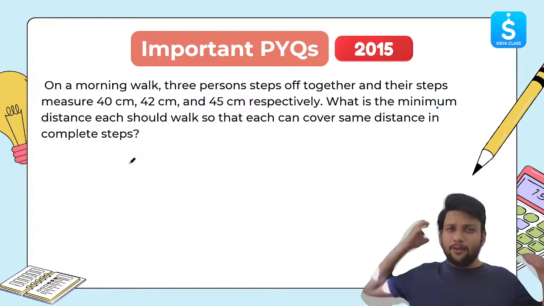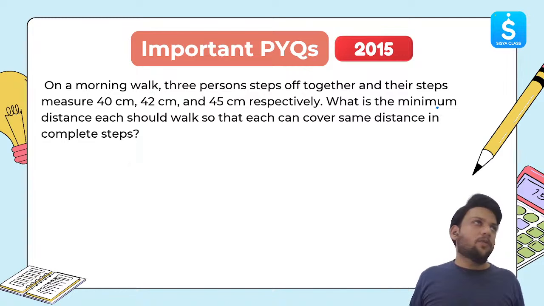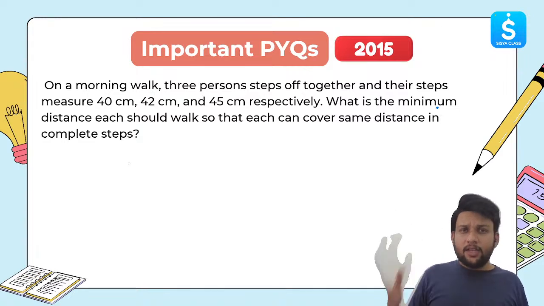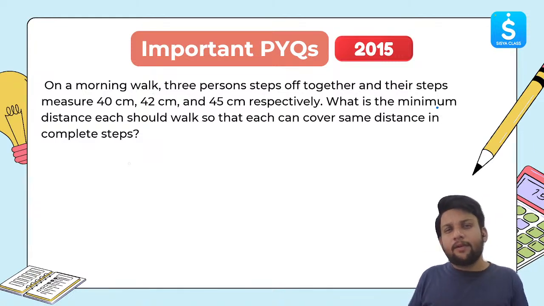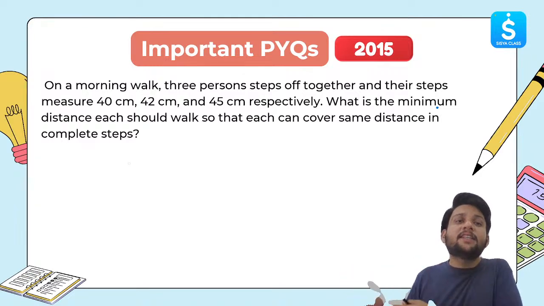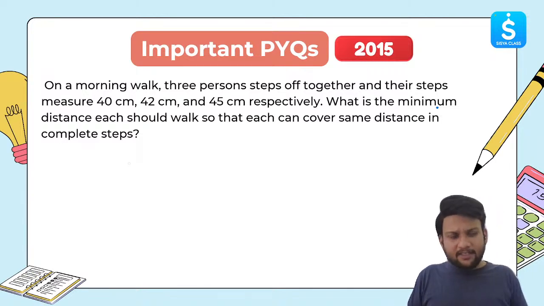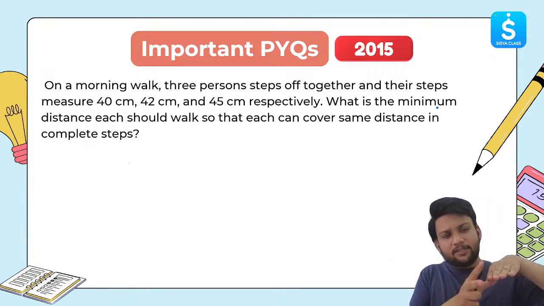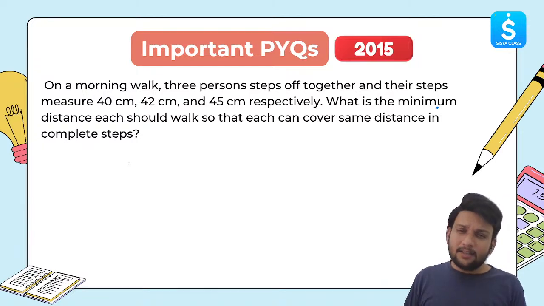Are you able to visualize what the question is saying? When I'm reading this question, on a morning walk, I wake up at 5 a.m. Three persons, me and my two other friends, step off together and their steps measure 40, 42, and 45. Probably 45 is mine, bigger size, no issues. What is the minimum distance each should walk? That means the step sizes are like one shoe size, one size is like this, one size is like this. So what is the minimum distance each should walk so that they can cover the same distance in complete steps? The question is telling you to find LCM.